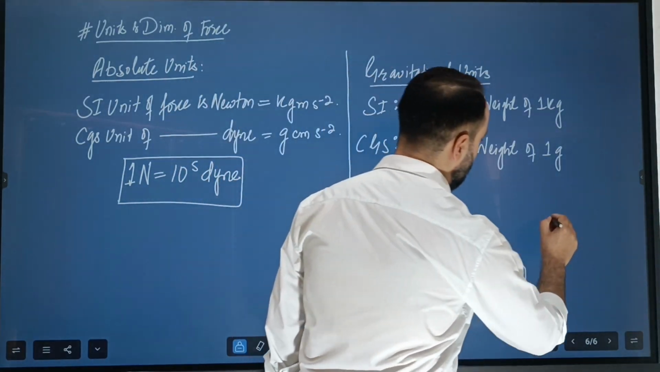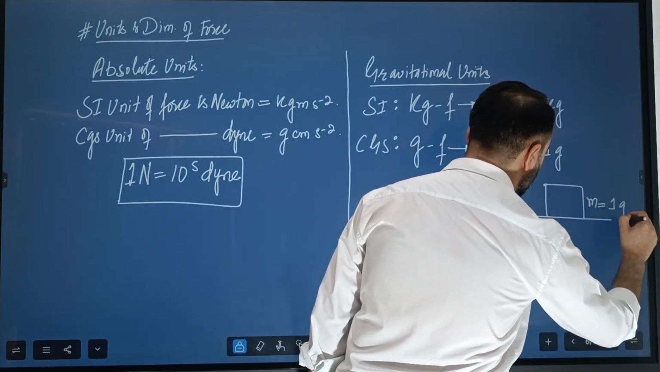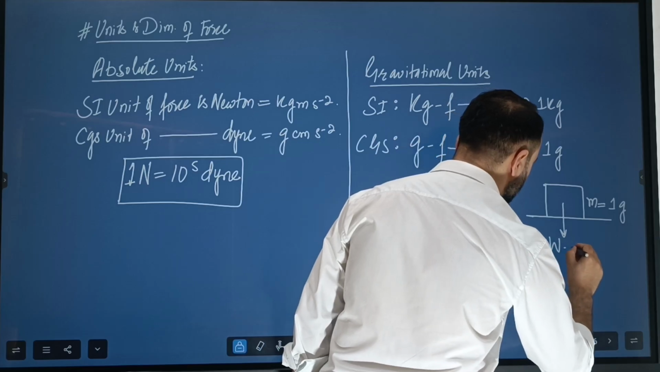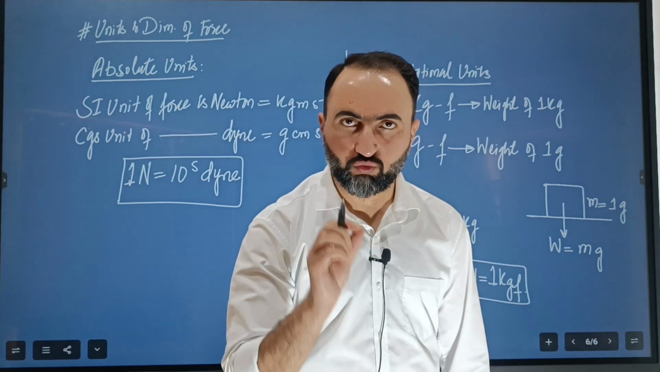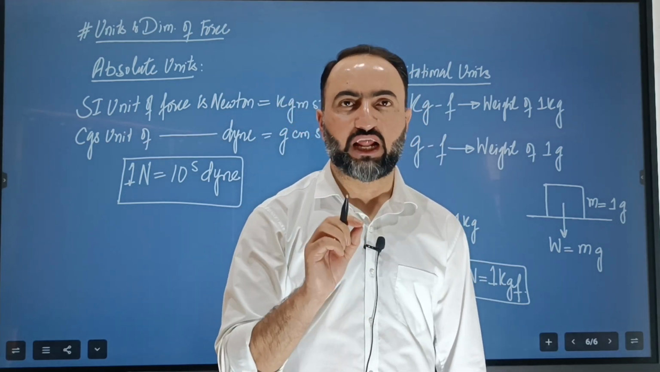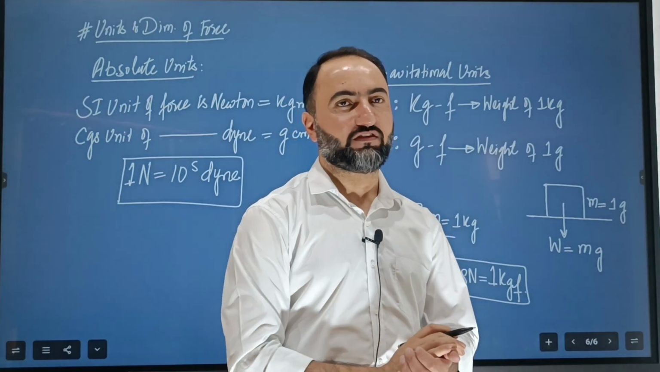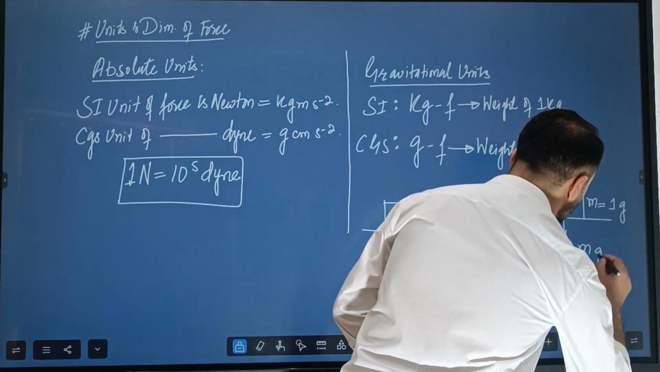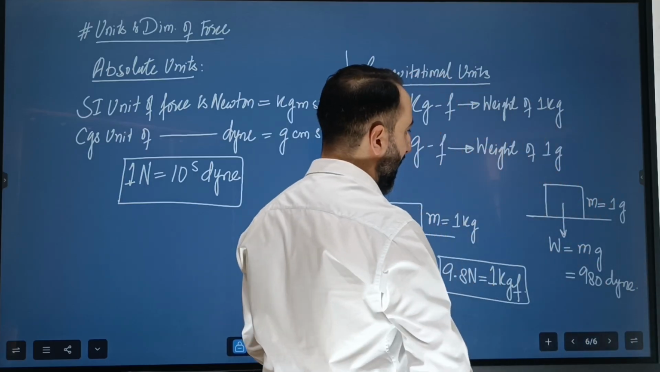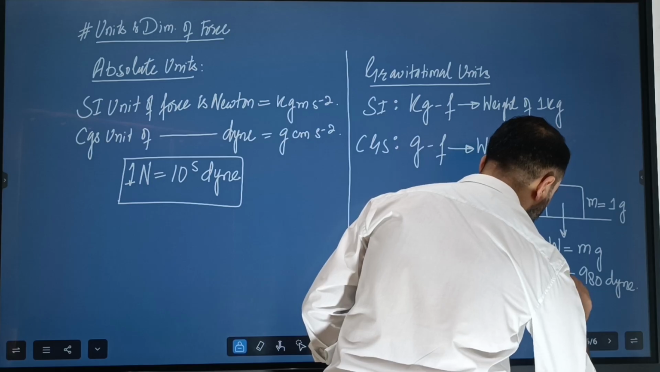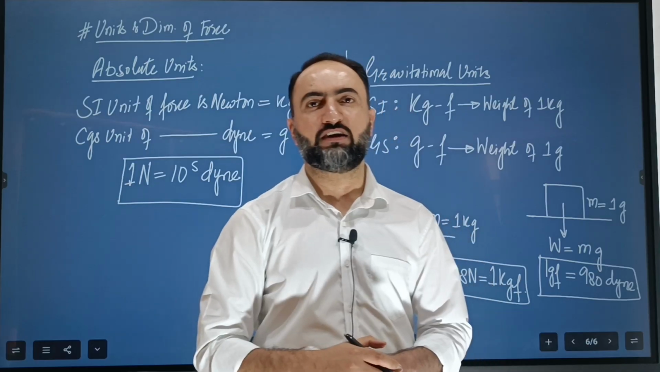Another point. What is this gram force? Take a block, beta. Let's suppose its mass is 1 gram. Its weight will be equal to m multiplied by g. The value of m is 1 gram. The value of acceleration due to gravity is 9.8 meter per second square, or we can say 980 centimeter per second square. So this will be 1 into 980, that is 980, and it will be dyne, the CGS unit. And this 980 dyne is 1 gram force. So another important equation: 1 gram force is equal to 980 dyne.